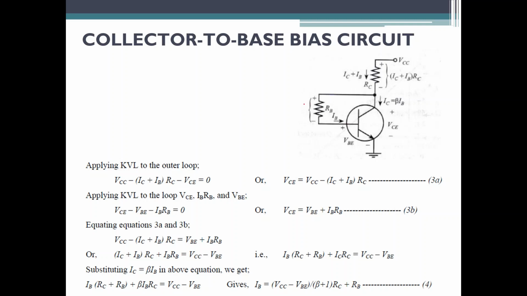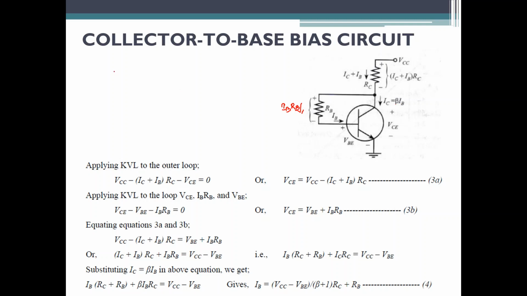Here the drop across RB will be IB into RB, very similar to the base bias, whereas the drop across the resistance RC will be IC plus IB into RC. That is what has been written here. And also an additional formula: IC is given by beta into IB.